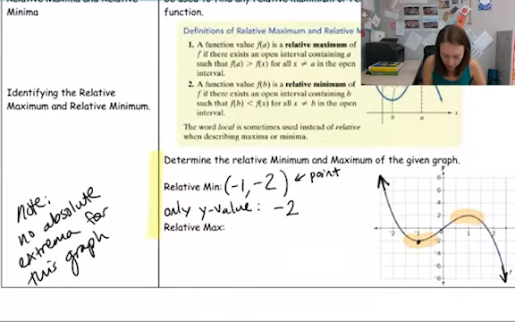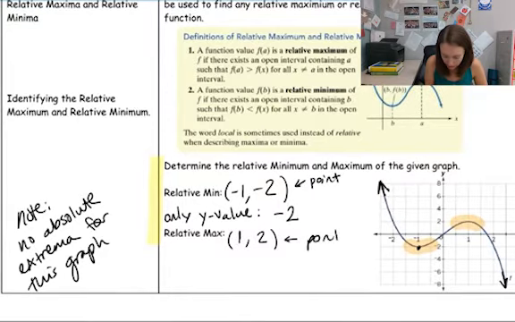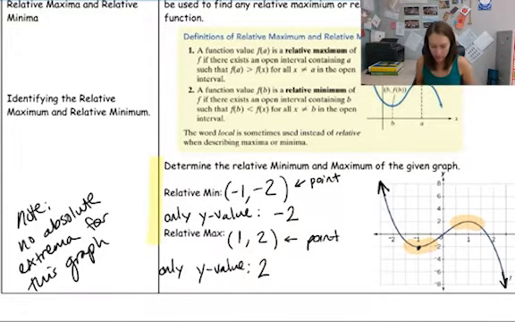All right, and then relative max, again, my coordinate would be (1, 2). So this, again, is a point, not an interval. Or if you wanted only the y value, that would be +2 for our relative max.